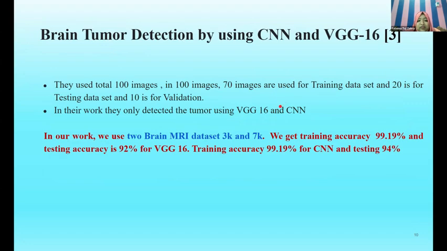So they used a total of 100 images, and 70 are used for training sets and 10 for validation. So in our work, for brain MRI, we have used larger datasets, 3,000 and 7,000. We got a training accuracy of 92% for VGG16. Training accuracy is 99.19% for CNN.